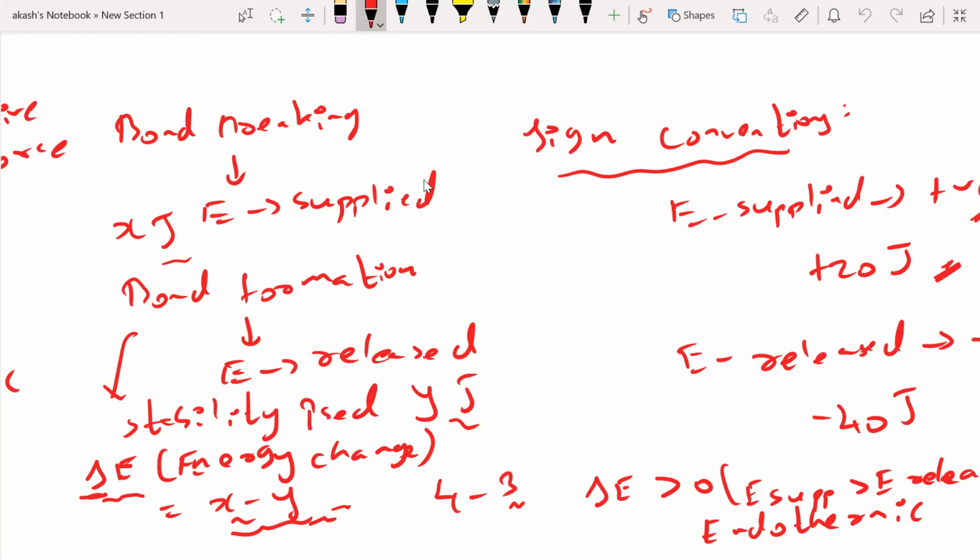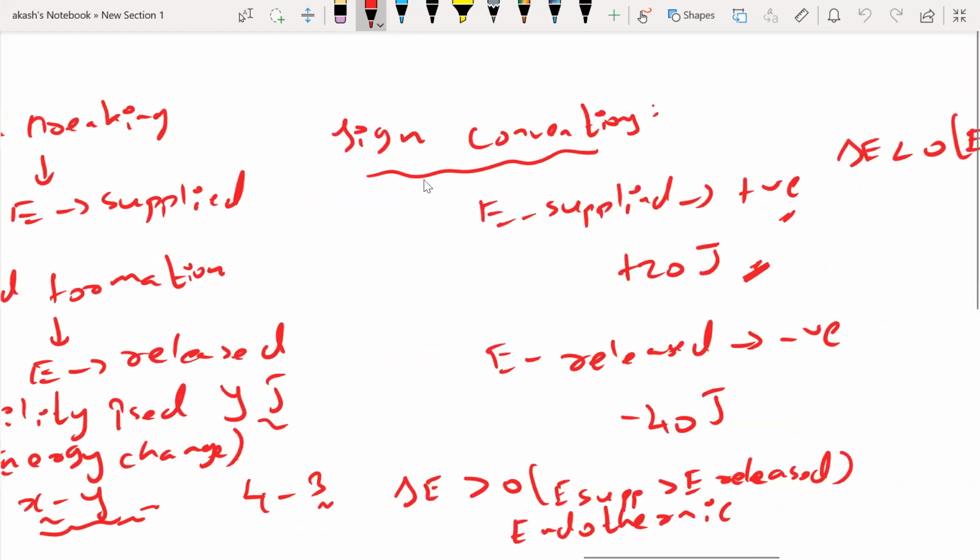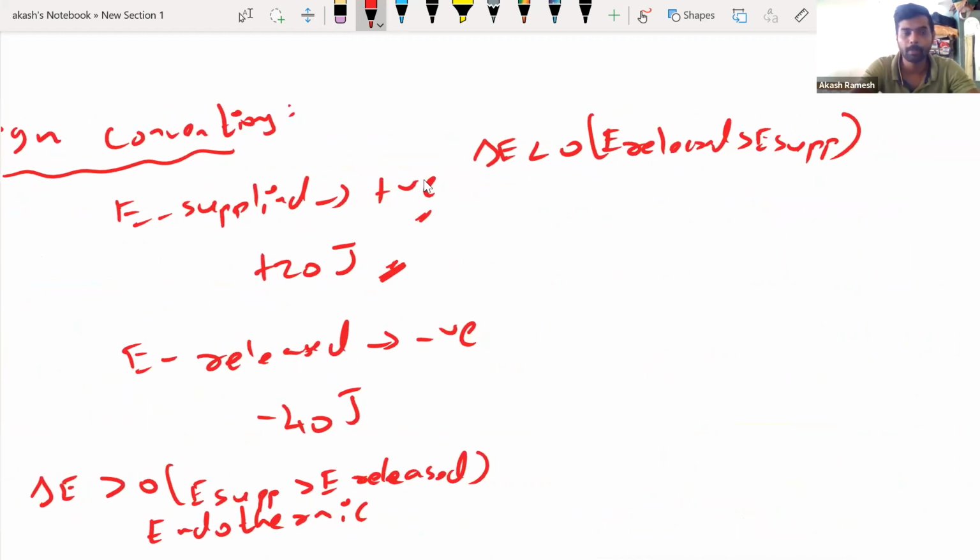So what does delta mean, sir? Oh, what is delta E? Delta E: there is energy getting supplied on one side and energy getting released on the other side. There are two energies, right? So the difference in energy is my delta, X minus Y. So when delta E is greater than 0, positive, it is endothermic. When delta E is less than 0, that is, energy released greater than energy supplied, this corresponds to an exothermic chemical reaction.